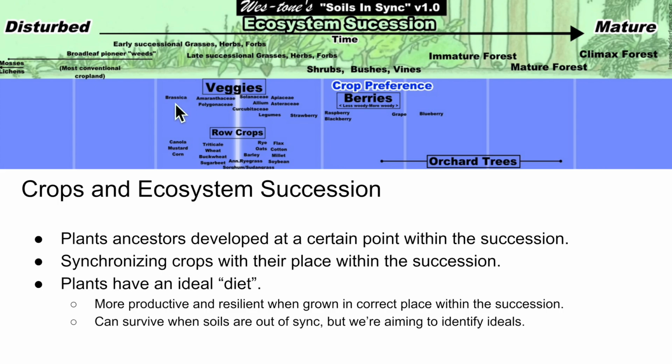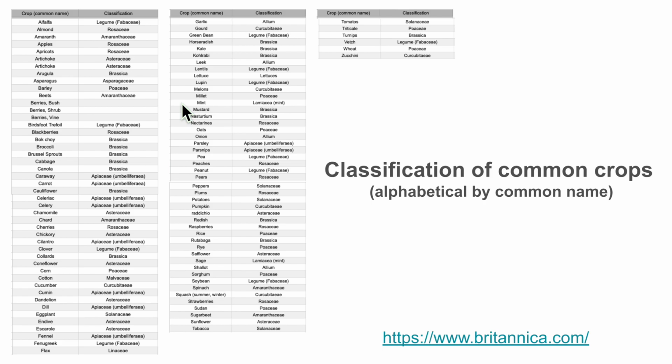So, as you can see, I've listed veggies by their family name. On this slide, I've alphabetized them by common names so you can look up their respective family name. You can also search Britannica for plant family names. However, you may want to double check because some resources are inaccurate.